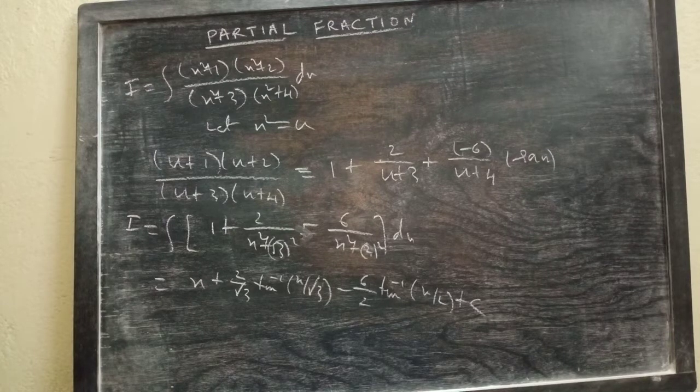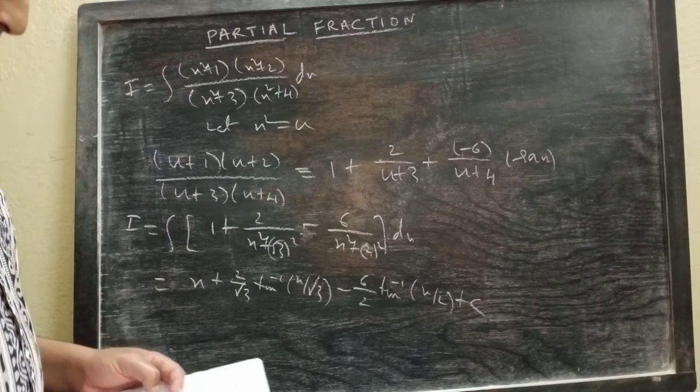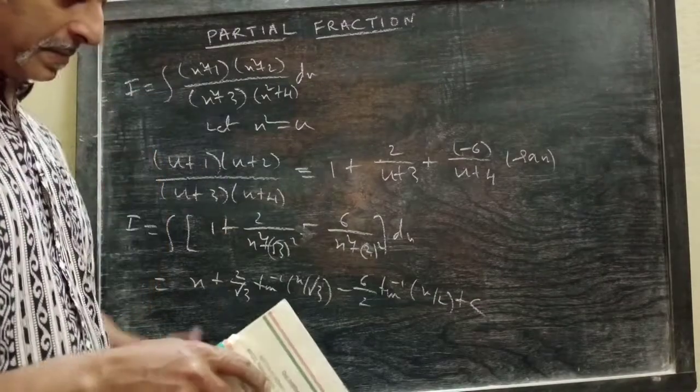Minus 3 tan inverse x by 2. Just simplify these. Next question.